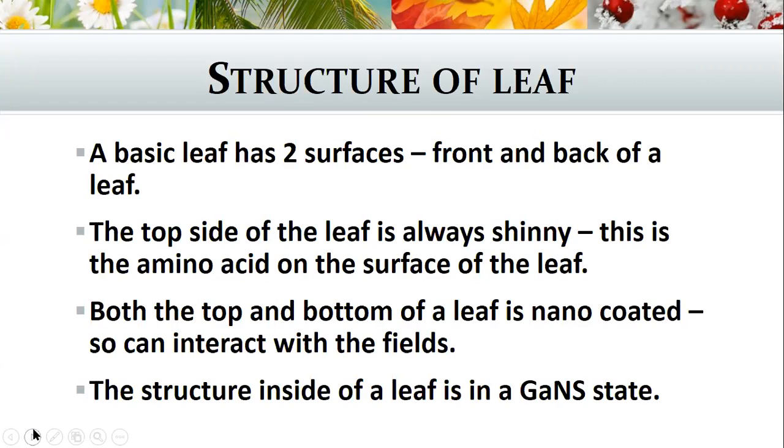And the structure inside of a leaf is in a GANS state. So that's very important to understand. Internally within the plants, it's all in a GANS state, same as internally within the human body, everything is in a GANS state.